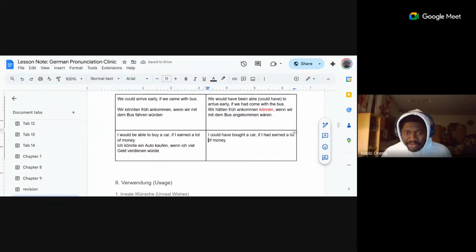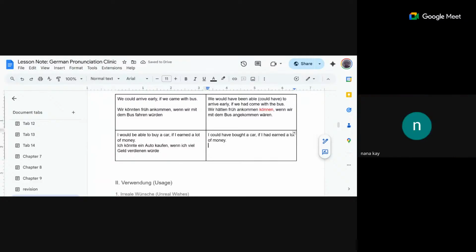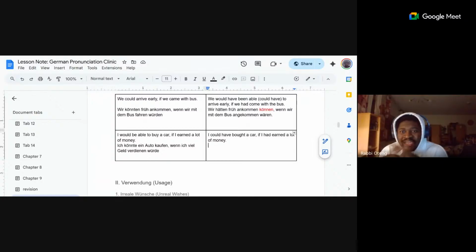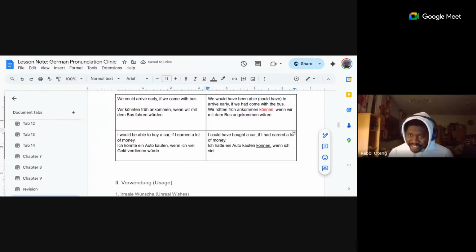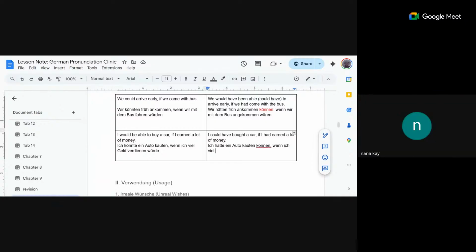Okay. So I'm talking about the past now. I couldn't buy the car now, but I'm just saying, if I had the chance to go back in time, I believe that I could have bought a car if I had earned a lot of money. So, ich hätte ein Auto kaufen können.